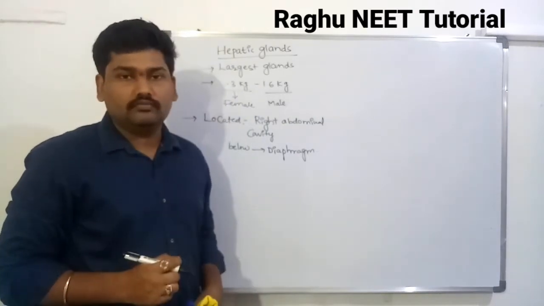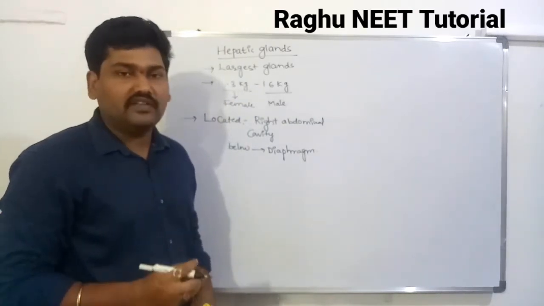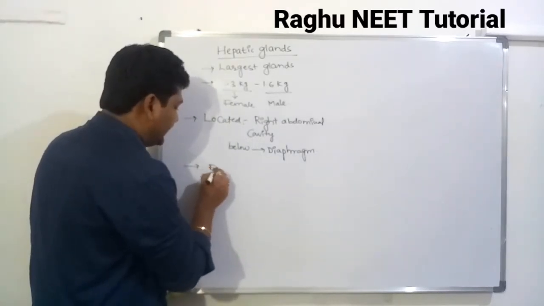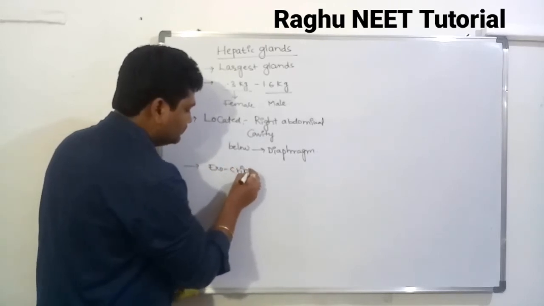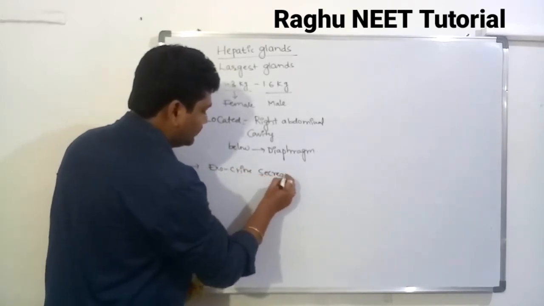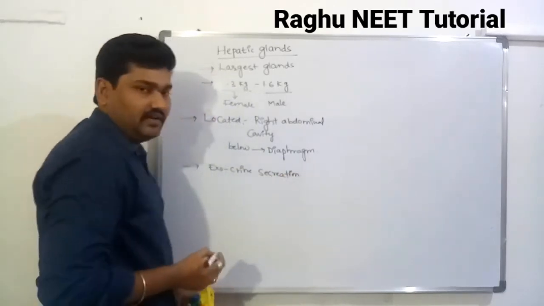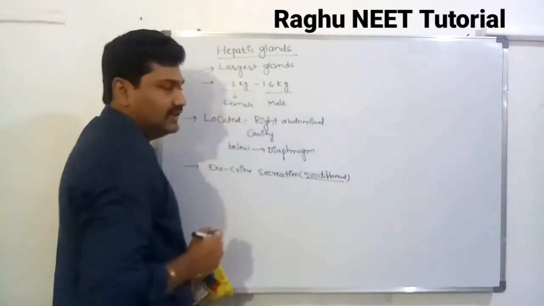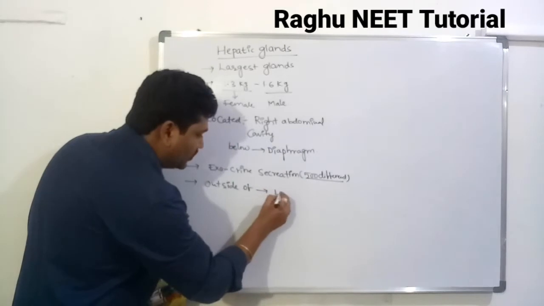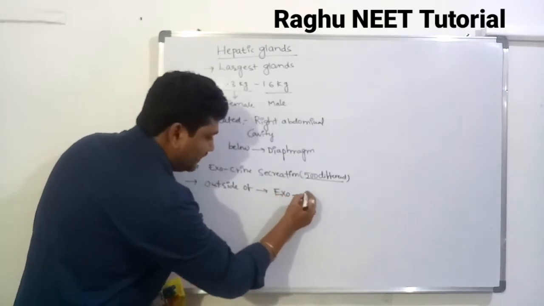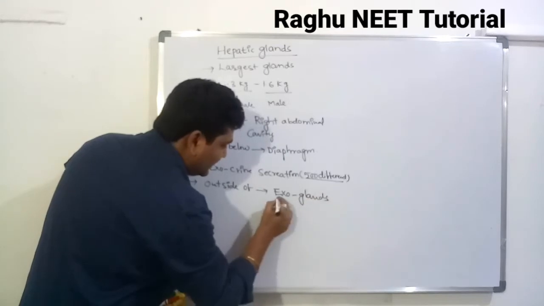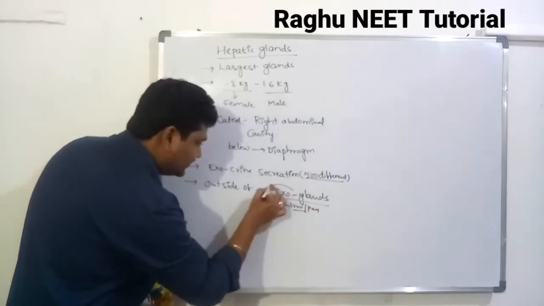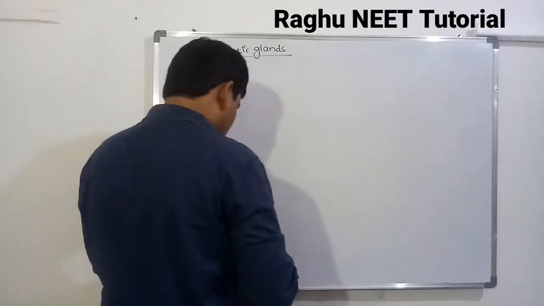The liver shows exocrine secretion. It is one of the largest exocrine glands in our body. Approximately 300 different types of functions are conducted by the liver. Very important: which are the exoglands? The liver and pancreas both are called exoglands.